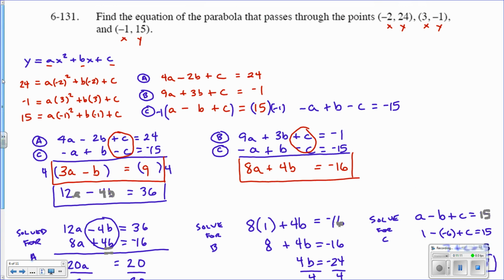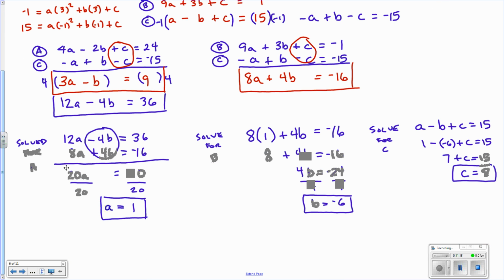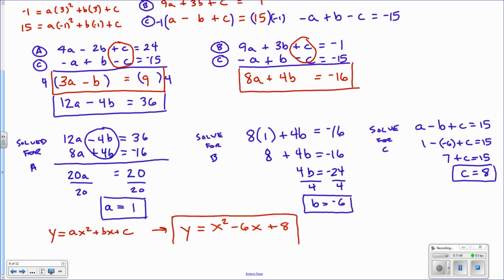Now remember, the question above asks us to find the equation here. So we're going to plug those values back into our formula here. We had y equals ax squared plus bx plus c. So we're going to get y equals, it's like 1 times x squared, so just leave it as x squared, minus 6x, because we're going to replace b with negative 6, and then we're going to say plus 8. And that should be the equation that we're looking for.